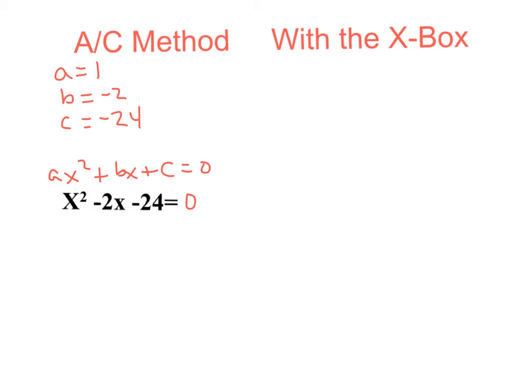So, what a lot of you like is the X box. Those that don't, you know what you're doing, just go with the factors, that's fine. I'm going to do the X box off to the side here. The X box starts with the A and the C on the top, the B on the bottom. So the A times the C is 1 times -24, so that goes into this part of the X box. And the B, of course, is a -2.